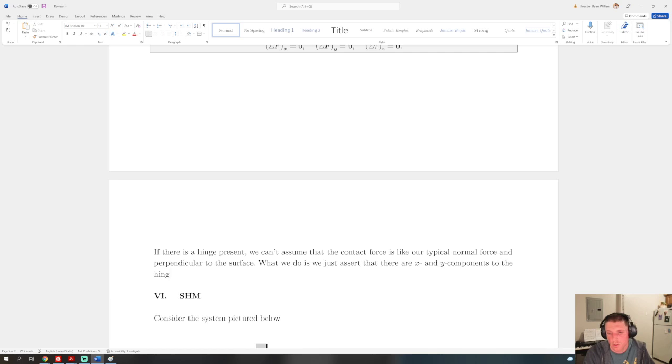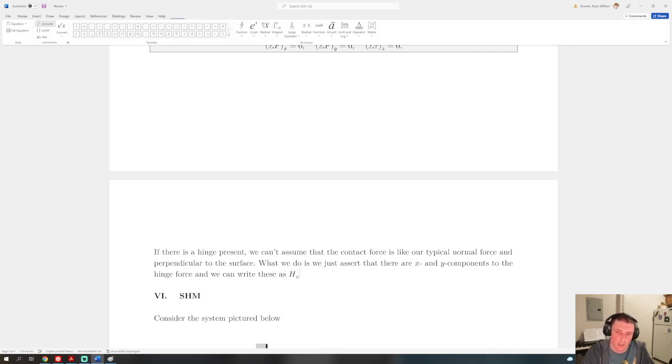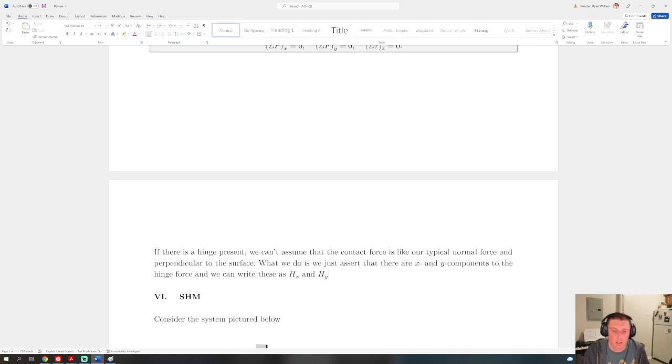So what we do is we just assert that there are x and y components to the hinge force, and we can write these as, let's just call it Hx and Hy. This is the best thing to do, I think, is just assert that there's an x component to the hinge force and a y component to the hinge force.